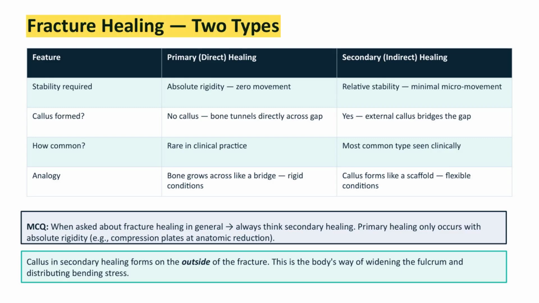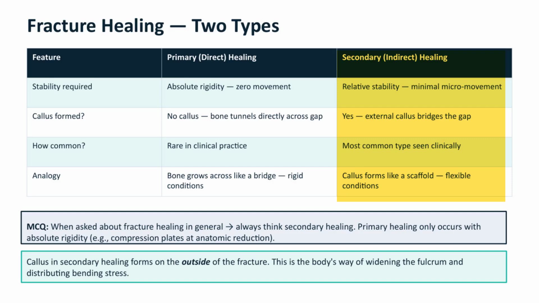Now that we've covered the different types of fractures, let's shift gears and talk about what happens after a fracture occurs, the healing process. When a bone breaks, the healing process is orderly, predictable, and, for exam purposes, beautifully structured. There are two types of fracture healing. The first is primary, or direct, healing. This occurs only when fracture ends are held with absolute rigidity, meaning zero movement. The bone tunnels directly across the fracture gap without forming a callus. This is rare in clinical practice.